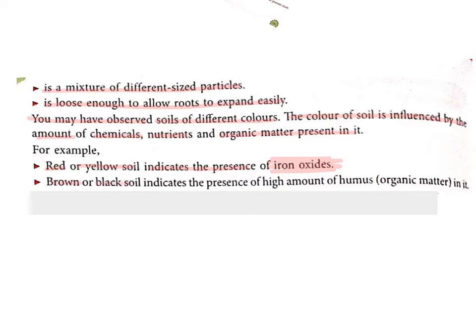Brown or black soil indicates the presence of a high amount of humus, that is organic matter, in it. So as you all know, humus gives dark color to the soil. So if you find black soil or brown soil, it means it contains a lot of humus.